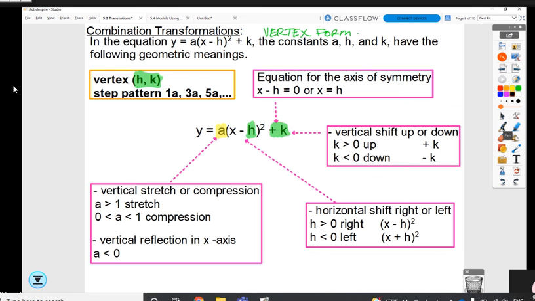Once you have the vertex, you already have so much information, right? Like the other unit, past couple units, we've been dying to have this vertex because it tells us the max or min value, yeah, optimal value. It also tells us the axis of symmetry.